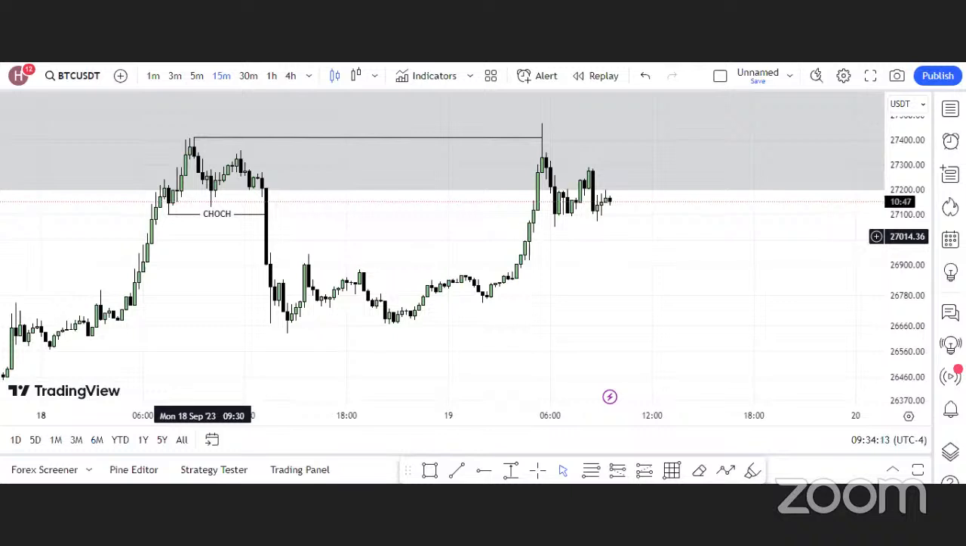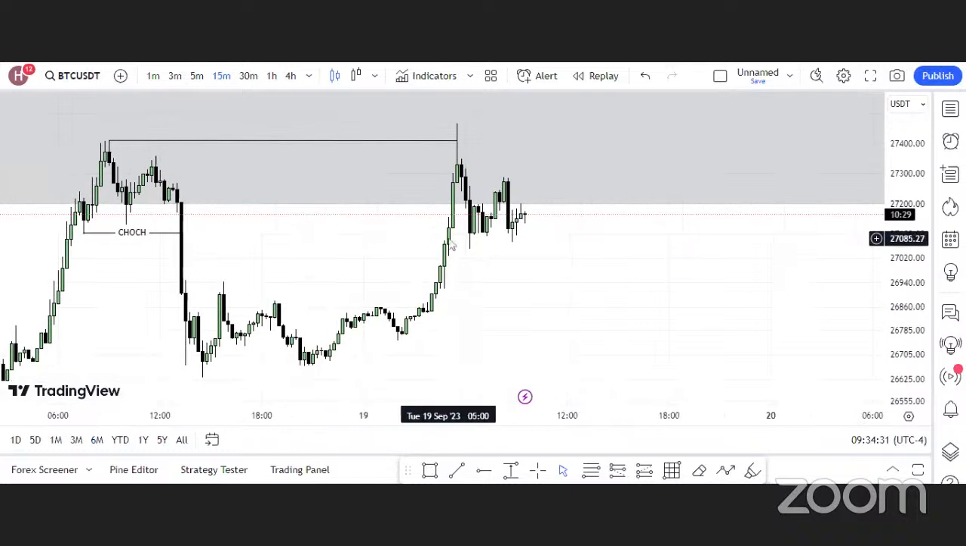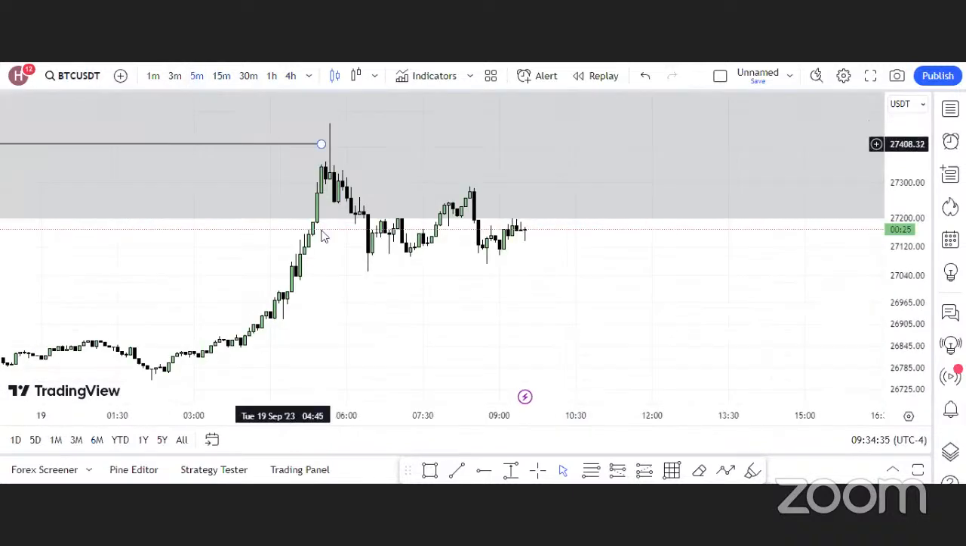Okay, so I just love analyzing and labeling my analysis. So this is just a label. All right, your concentration should be where we are going to be entering our trade from. So this is just a label. Do not concentrate on this. All right, so let's go to the lower time frame and see if we can get.